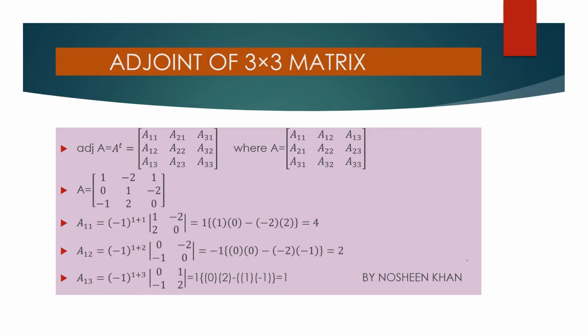Then A13 is equal to minus 1 power 1 plus 3. As here in the subscript I have 1 3, so I add in the power 1 plus 3. And 0 1 minus 1 2 can be opened by the 2 cross 2 determinant method. So 0 multiplied by 2, minus, as per the formula, 1 multiplied by minus 1. After solving, it will give you 1.